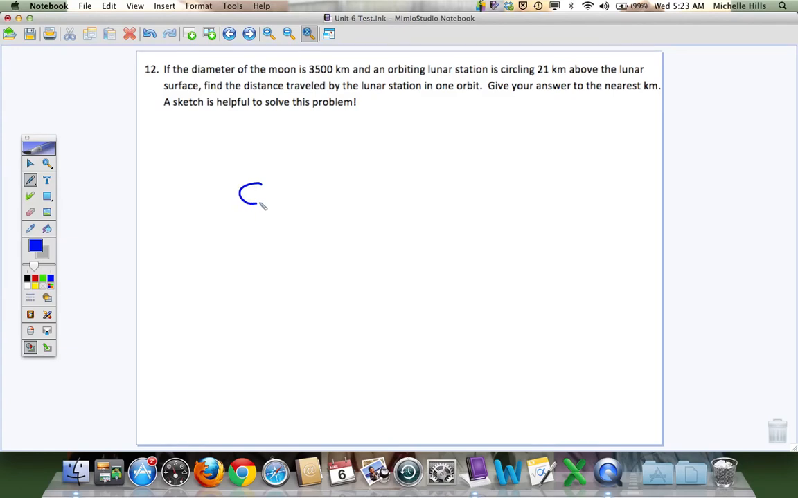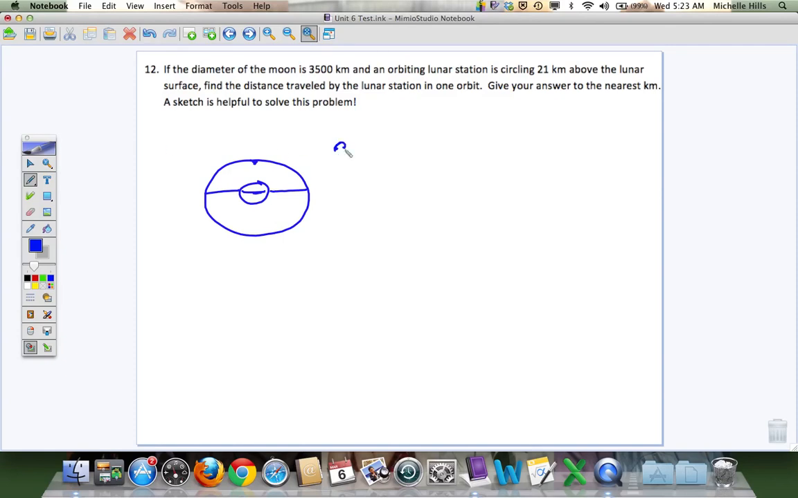Now, here's what happened. A lot of people had the moon, and a lot of people had the satellite orbiting around it. And they said, hey, the moon is 3,500 kilometers wide, and the satellite is traveling 21 kilometers above it, and so they took 3,500 plus 21. But that's not the diameter of this whole big circle. I have another 21 out here. So I end up with the circumference.